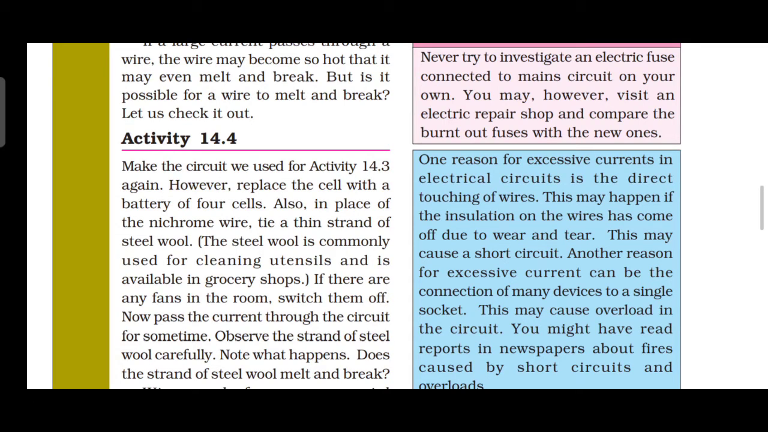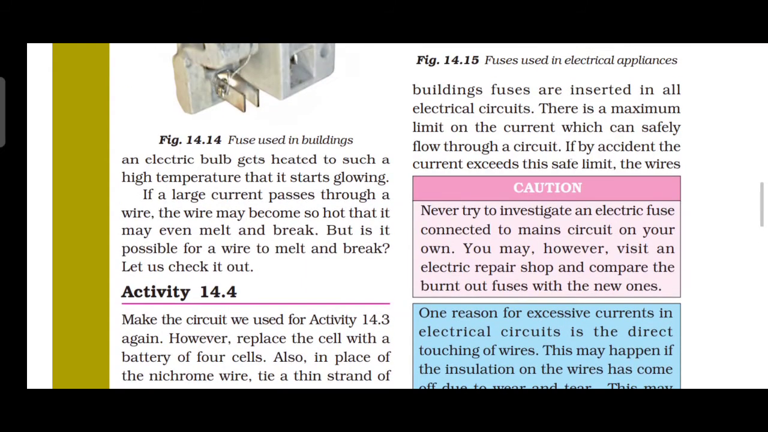A wire made from some special materials melts quickly and breaks when a large electric current passes through it because of heat. These wires are used for making electric fuses. Okay, these wires are called what? Electric fuses. See the picture.